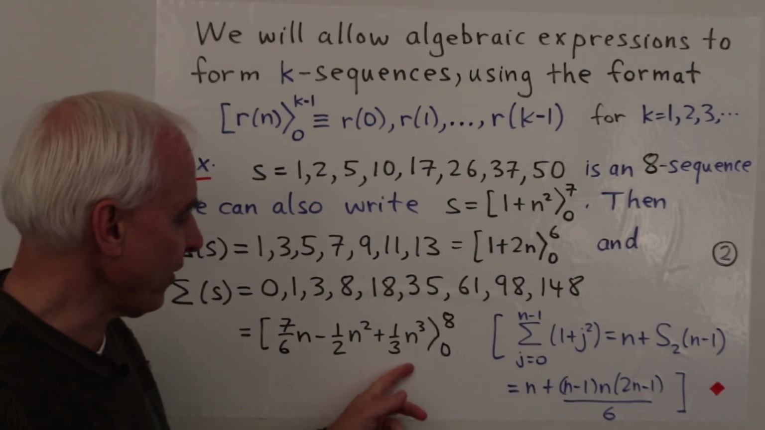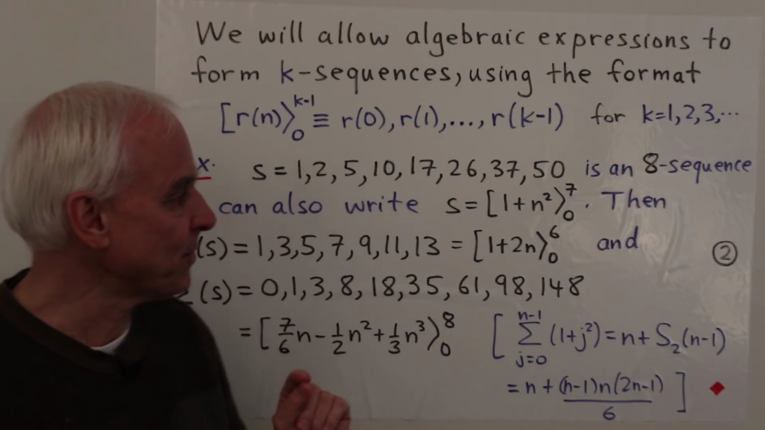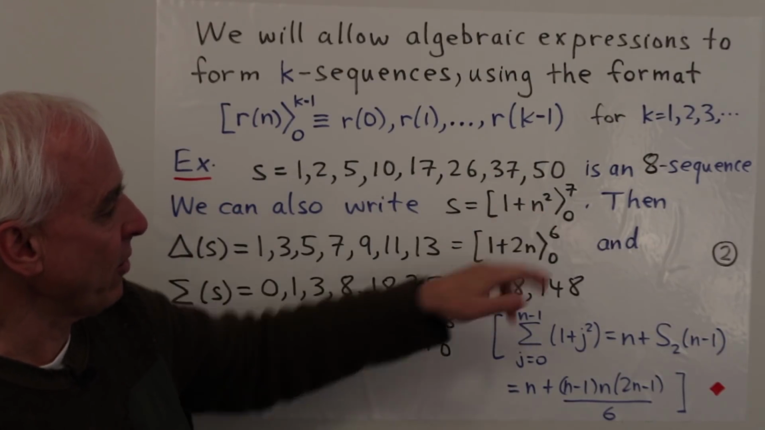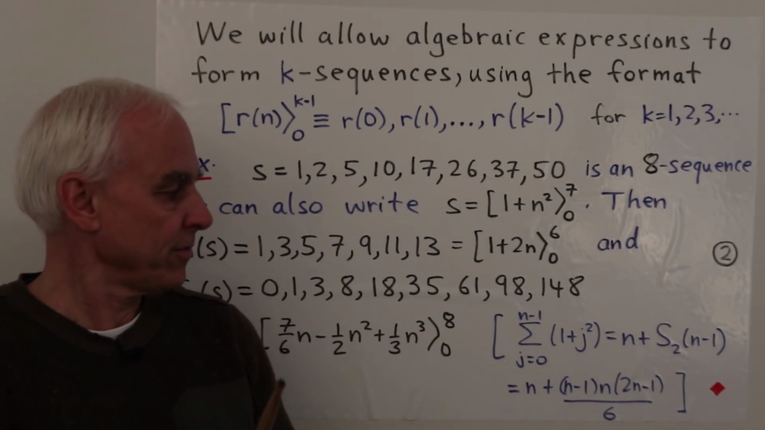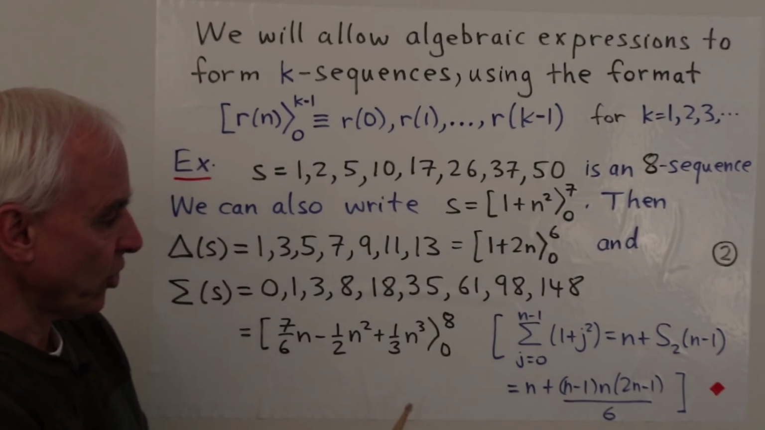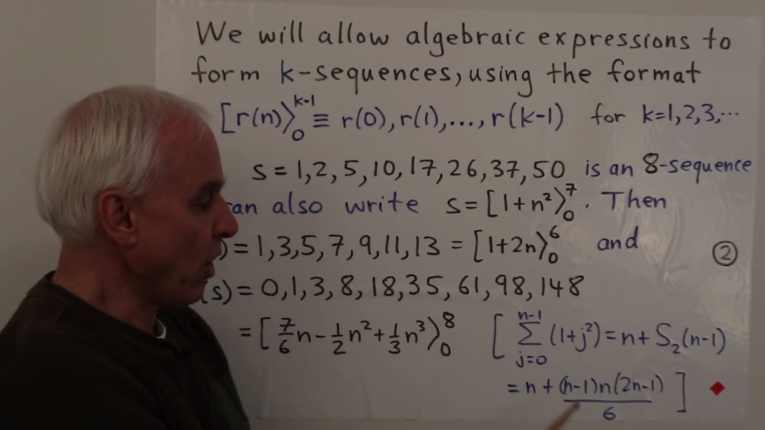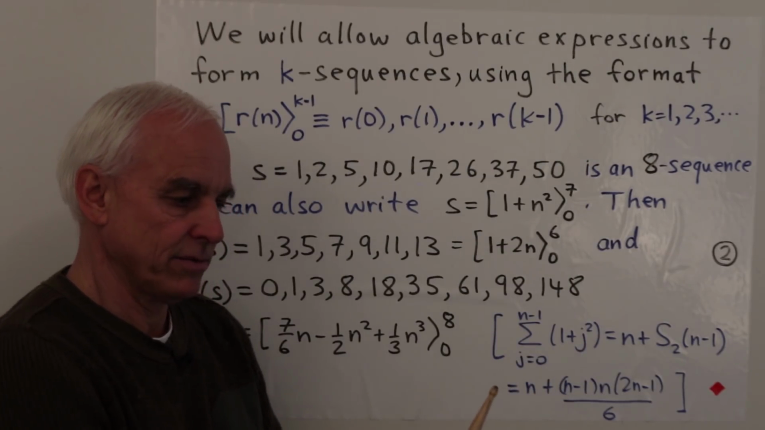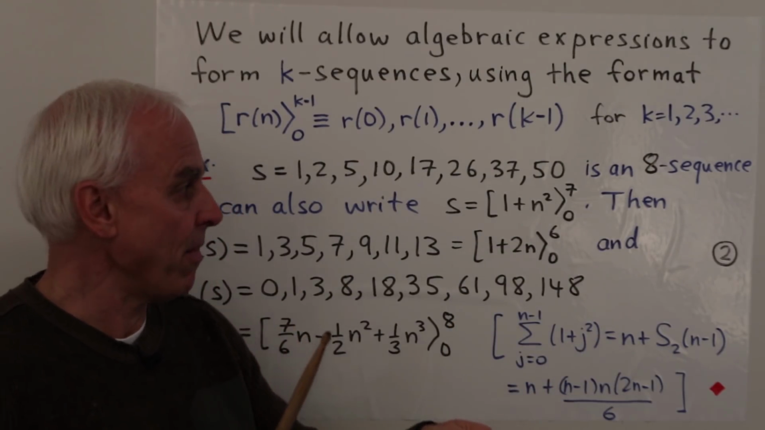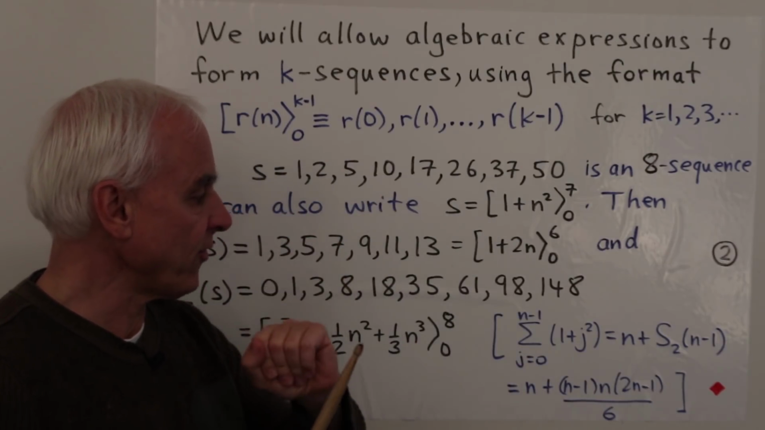So how could we have gotten this? It's a little bit more complicated. We would have to take this thing here and basically sum it. So the nth term in general would be the sum from j equals 0 to n minus 1 of 1 plus j squared. That's a typical partial sum of the original sequence.